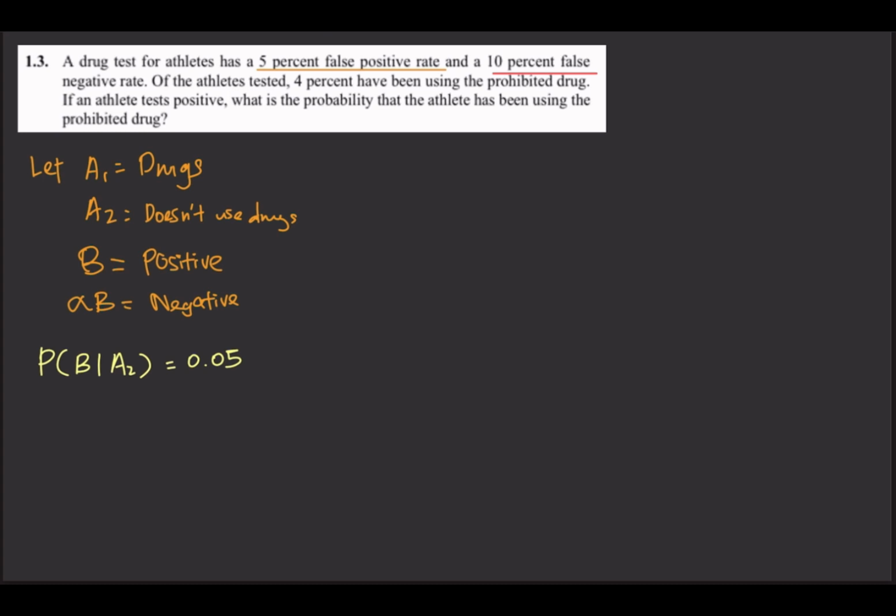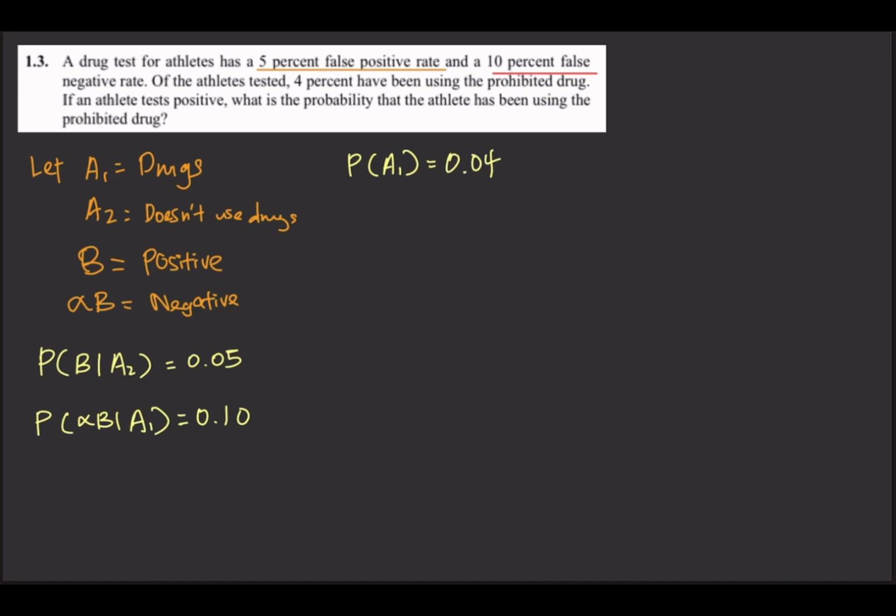Right? Now, a 10% false negative rate. What does it mean? That means the athlete is using drugs, but he gets a negative result, right? So the probability of getting a negative result, inverse B, given that he's actually using drugs, is 0.10. Now, of the athletes tested, 4% have been using the prohibited drug. What does it mean? That means the probability of A, of using drugs, is 0.04.